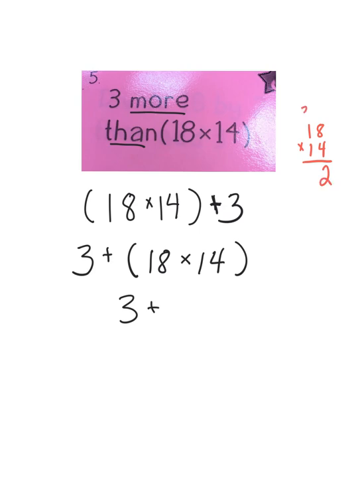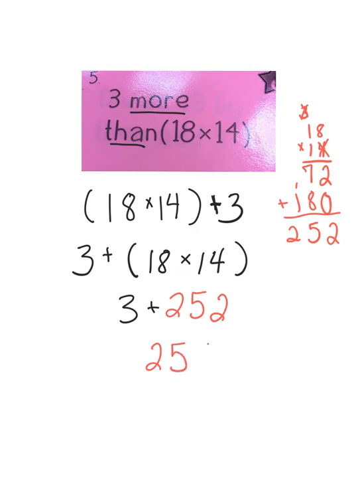8 times 4 is 32. Put down the 2 and carry the 3. 4 times 1 is 4, plus 3 more is 7. Now I need to put a 0 as a placeholder because I'm done multiplying my ones place. 1 times 8 is 8, and 1 times 1 is 1. Then I just add my two partial products. 252 is what I got. 3 plus 252 is 255.